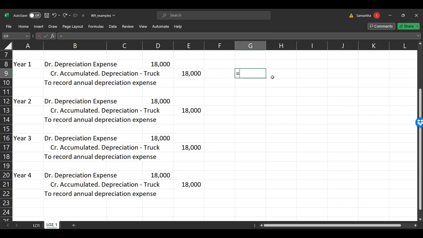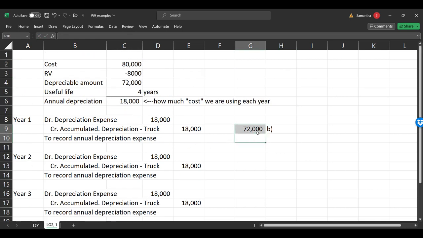So 72, we get that because that's that. I guess I'll add them up. Why not? So at the end of year three, we got that one. And at the end of year four, we got that one. All right, so to answer B, how much was the depreciation over the truck's life? It was $72,000, which is exactly what we wanted it to be based on the depreciable amount.